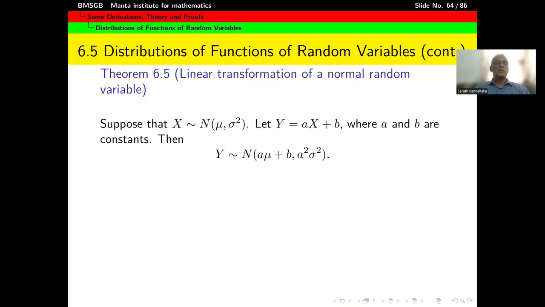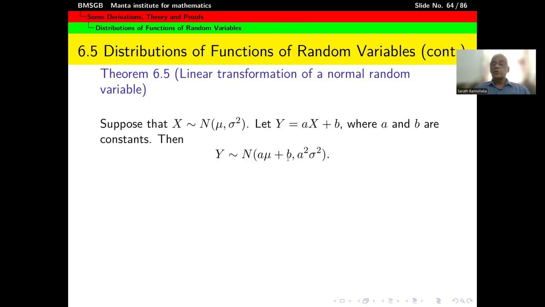Right. So the first theorem is: suppose X has a normal distribution with mean mu and variance sigma square, and let Y be the linear transformation of X given by Y = AX + B, where A and B are constants, generally real numbers. Then we can show that Y also has a normal distribution with mean, of course, A mu plus B, and variance A square sigma square, right? The important thing is we are going to show that Y also has a normal distribution; the mean comes from the property of the mean, and the variance from the property of the variance.